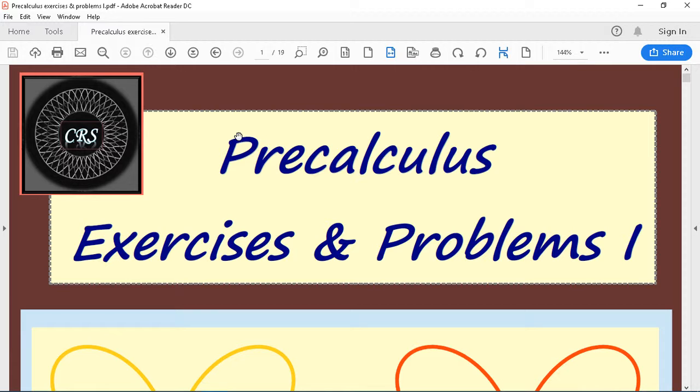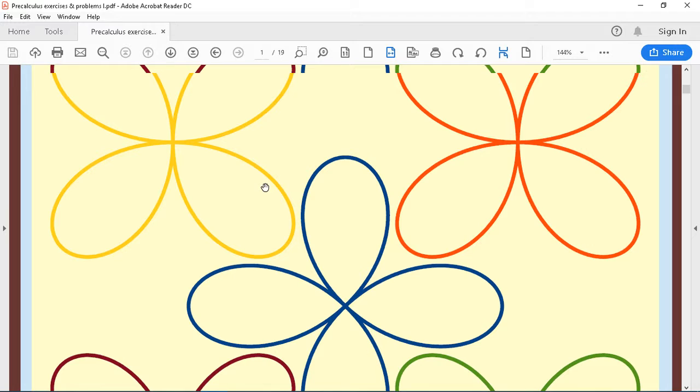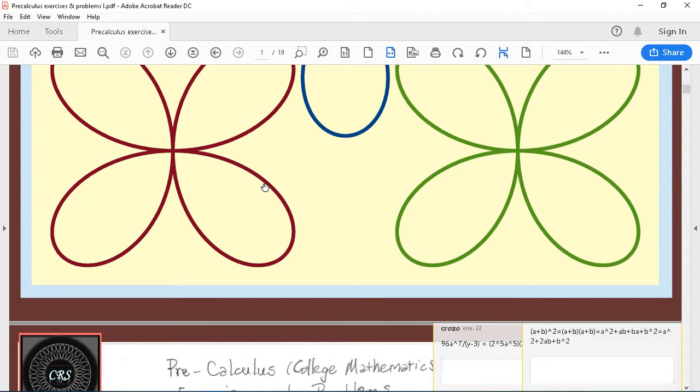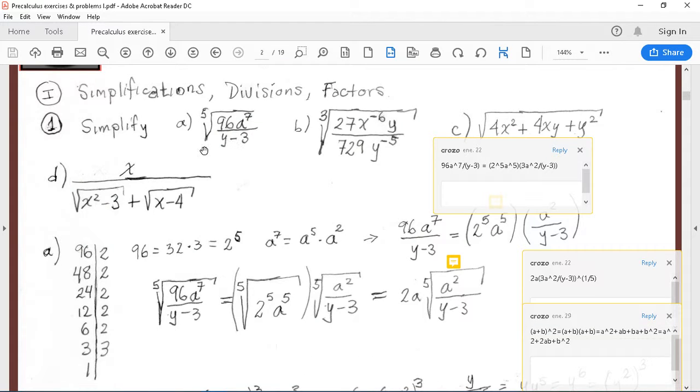This presentation is going to be the first of the pre-calculus exercises and problems. Okay, first we're going to start with an exercise of simplifications, divisions, and factorings. First we're going to simplify these following terms.